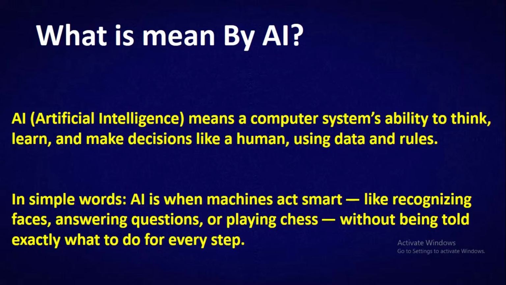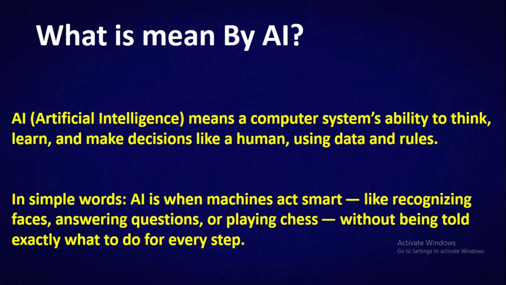In simple words, AI is when a machine acts smart. For example, it will recognize faces, answer your questions, or play chess like you, without being told exactly what to do for every step. You no need to tell it what to do in the next steps. It has such a capability. It will act like a human. Okay, yes, this is what is meant by AI.